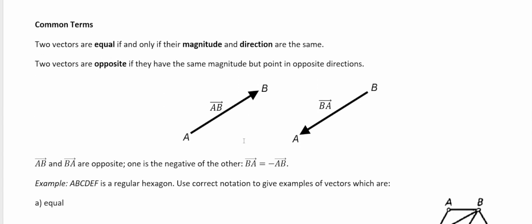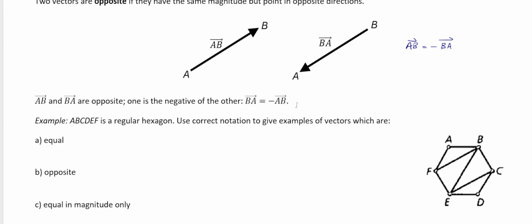Common terms. Two vectors are equal if and only if their magnitude and direction are the same. Two vectors are opposite if they have the same magnitude but point in opposite directions. So we can see here that A and B in this diagram have the same magnitude but point in opposite directions. You can also say right here that vector AB is equal to the negative of vector BA. And that's what we have over here as well. AB and BA are opposite. One is the negative of the other. BA is equal to negative AB and vice versa.